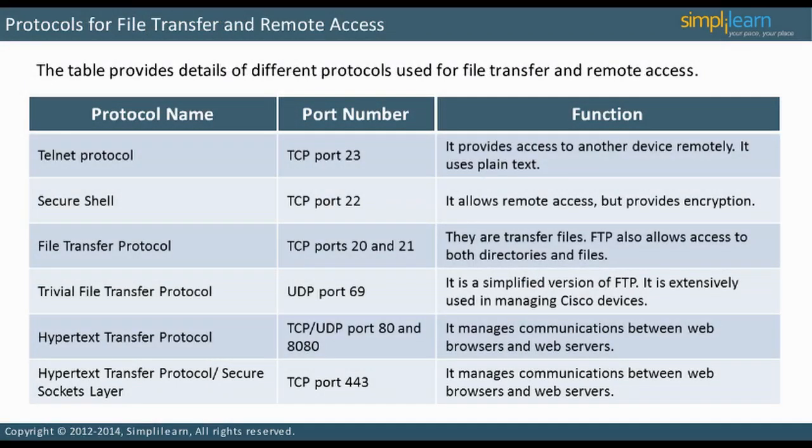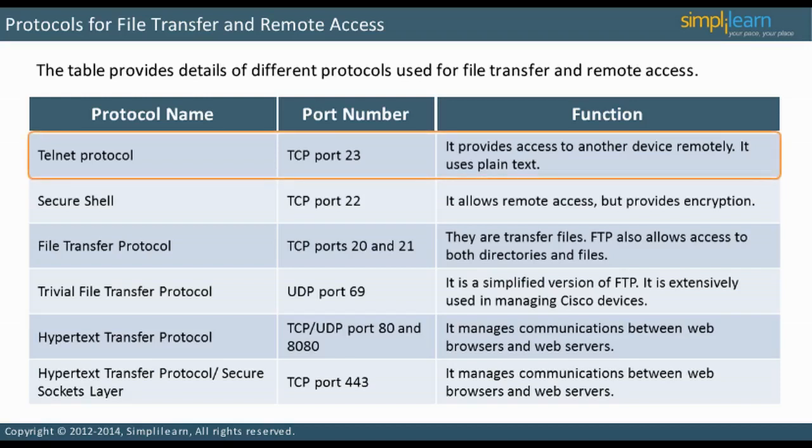The table on the slide provides details of different protocols used for file transfer and remote access. For the CCNA exam, you need to know the type, TCP or UDP, and port number of all the protocols. Telnet Protocol, TCP port 23, provides remote access to another device. It uses plain text. Secure Shell, SSH, TCP port 22, allows remote access but provides encryption. For using remote access for Cisco devices, SSH is preferred.